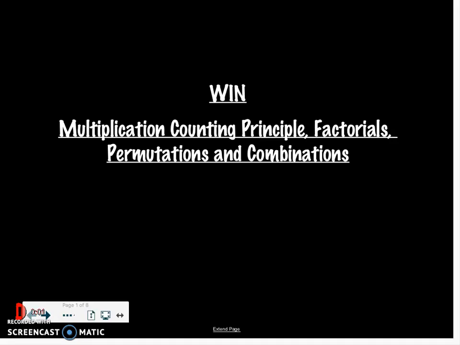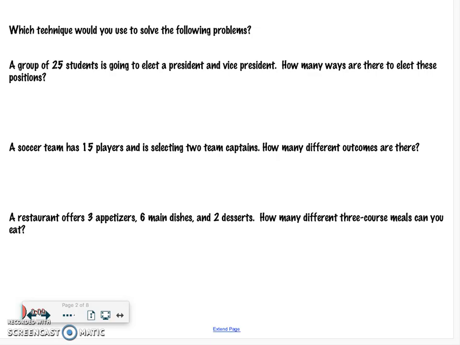This is what I was going to go over in the WIN session for multiplication counting principles, factorials, permutations, and combinations. Just going to be some quick examples that we'll go through, hopefully refresh your mind on what we were doing at the start of this chapter. So, first questions are, which technique would you use to solve the following problems?